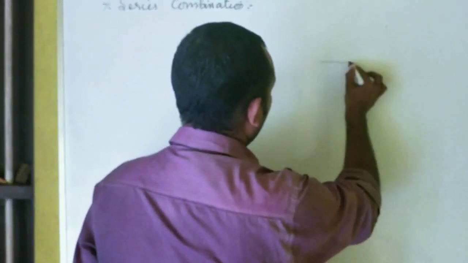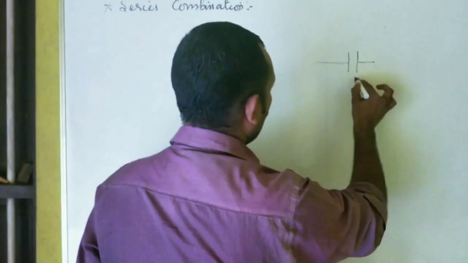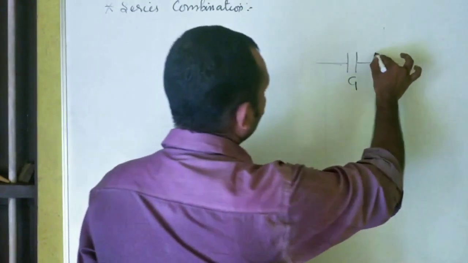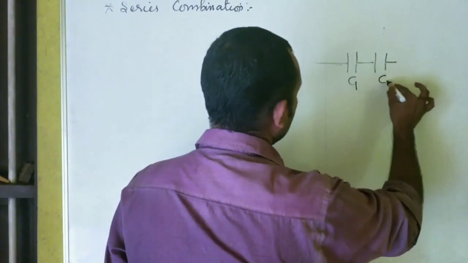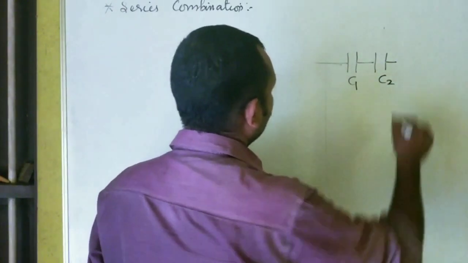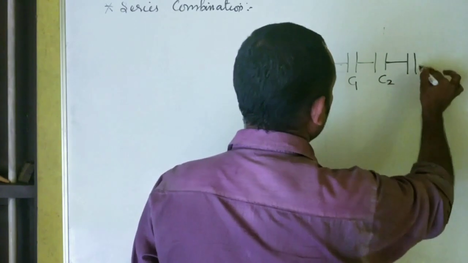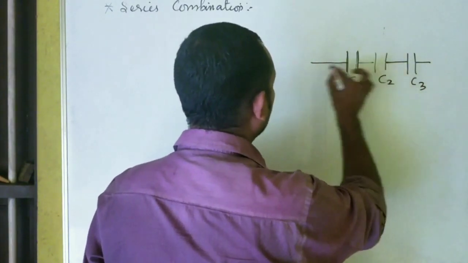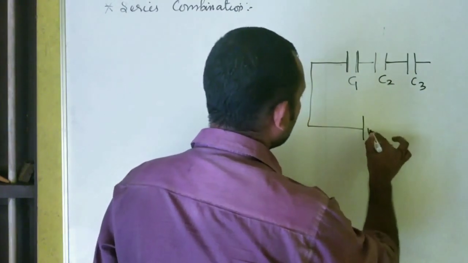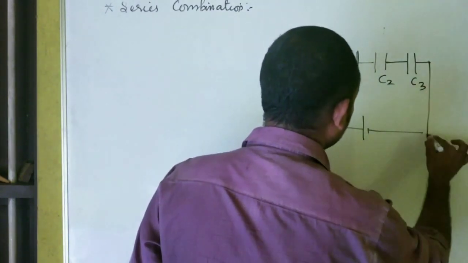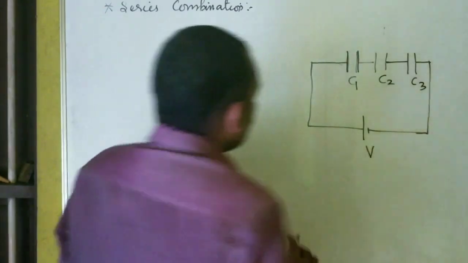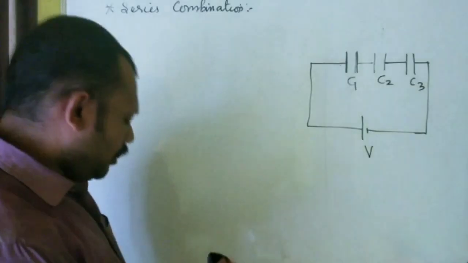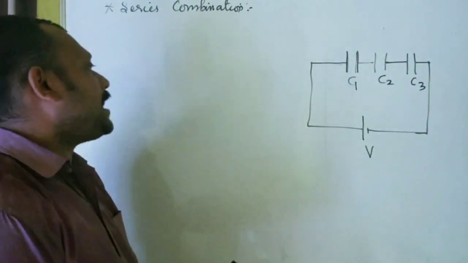Okay, take this. This is capacitor 1, C1, C2, C3. This is connected to a supply voltage. This is what I am saying as series combination. Now, what is same in series combination?